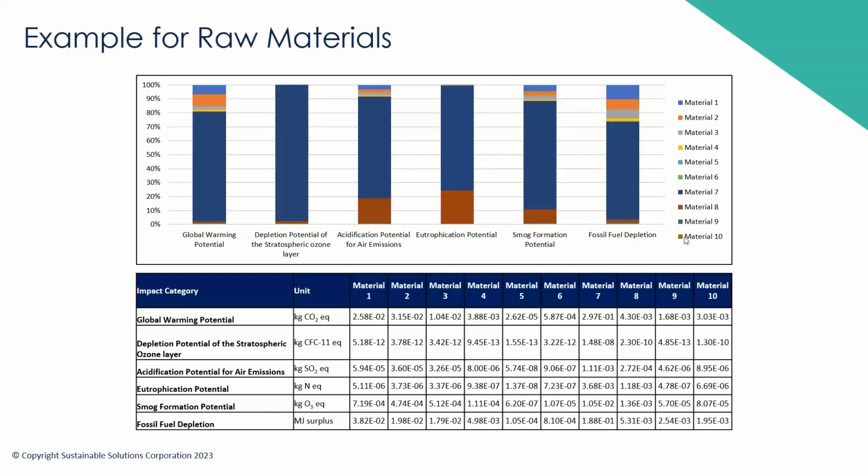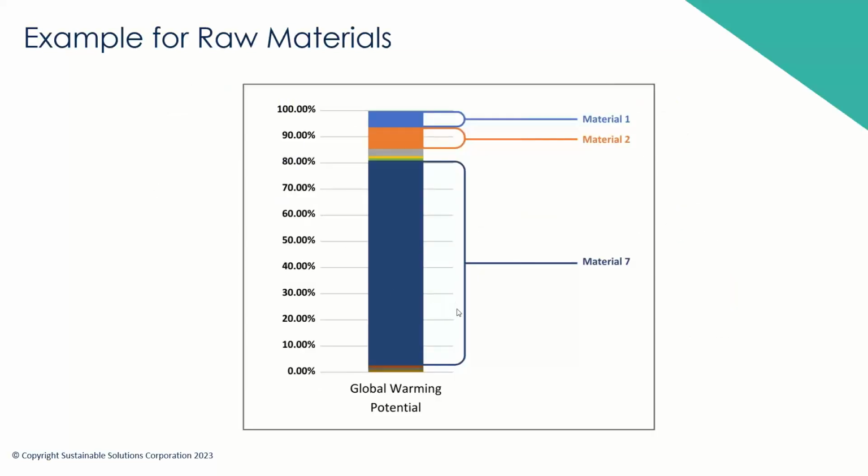Here you can see I have 10 different materials. I've run life cycle assessment. On the global warming potential side, I can see this material, the blue one, is really driving my impact. So if I click again and start to look deeper, I know that material 7 is something I probably really want to zoom in on in my sustainable product innovation process. And then material 2 and material 1 are also fairly big impacts.